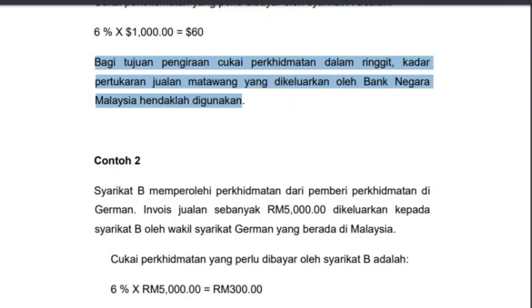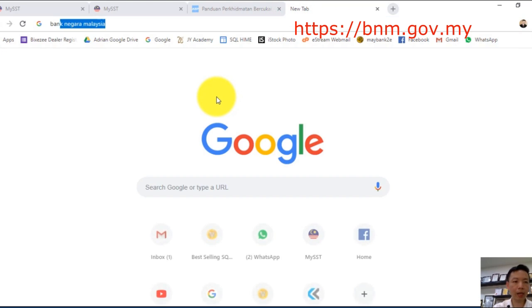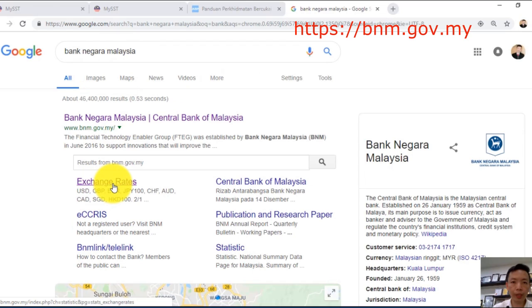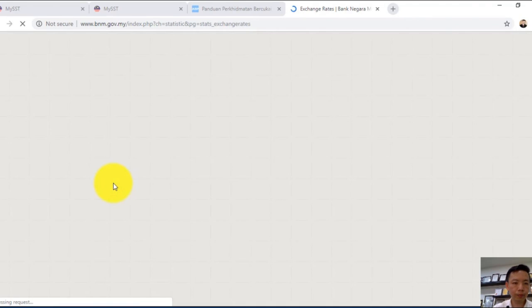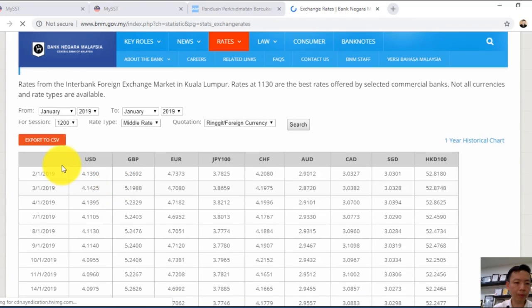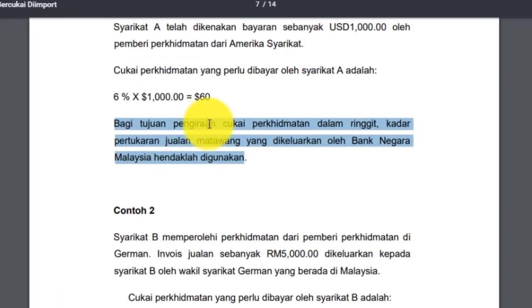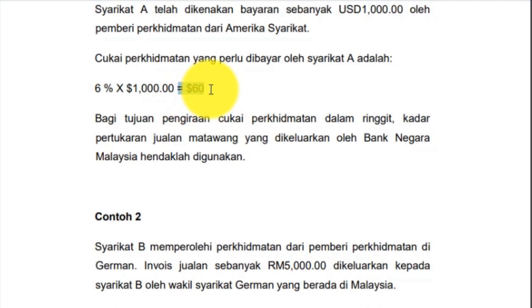So we go to the Bank Negara website. We search for Bank Negara and you can see something called exchange rate over here. Click in, then you get all the rates according to different currencies. Take an example: today is 18th of January 2019, the rate is 4.1160. You use this rate, multiply by 60, then you get the Ringgit Malaysia amount. You need to use that amount to declare SST yourself. So we continue.